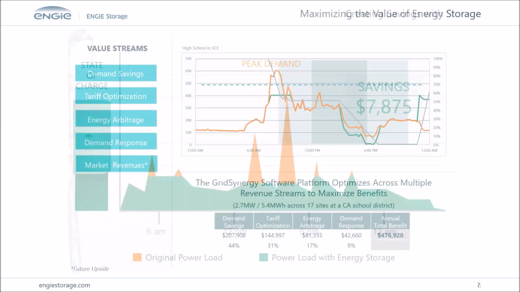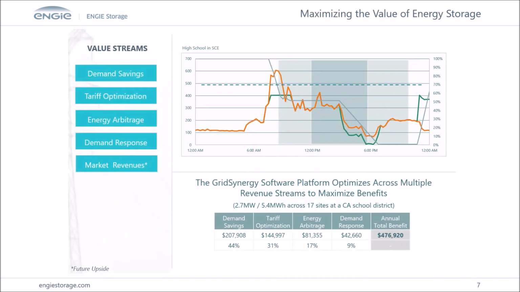So now if we look at how it's combined with other revenue streams, this happens to be a school district here in California, a load profile of a high school, and we're actually combining multiple revenue streams here. And I think sometimes it's helpful to see where that revenue or savings is coming from. So the orange is the load profile without storage.